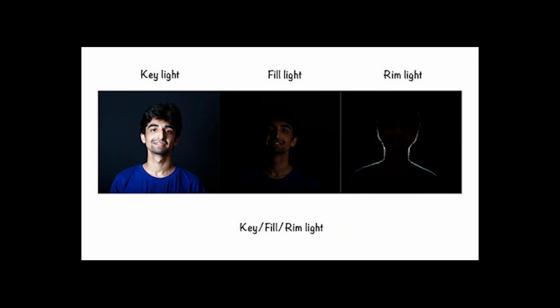The key light is your main light, often the brightest light, pointed at your subject, often from just a bit off to one side. If you only have this light, you'll still be able to see your subject, but you'll probably have shadows cast on their face or behind them.